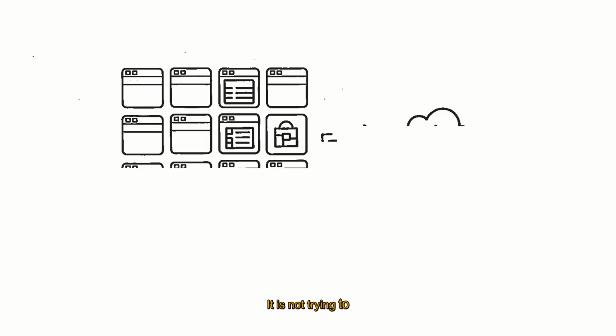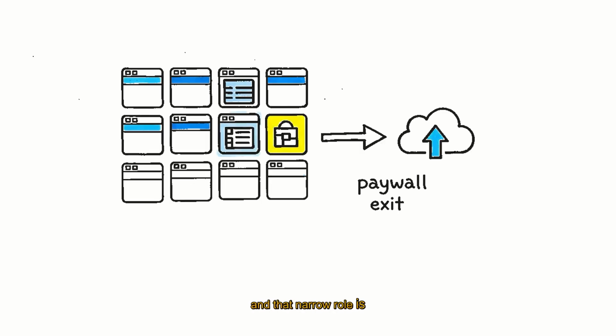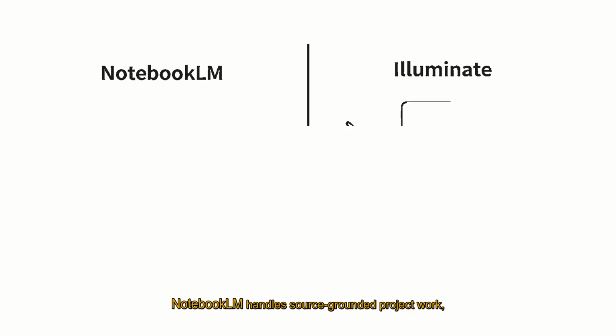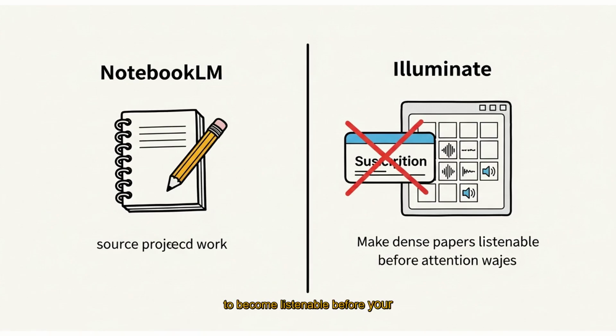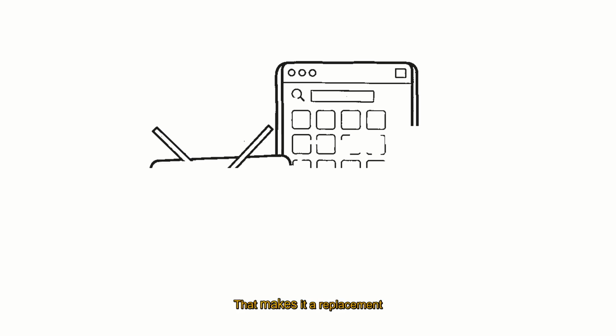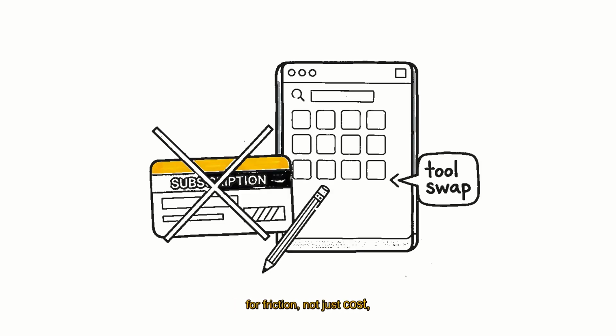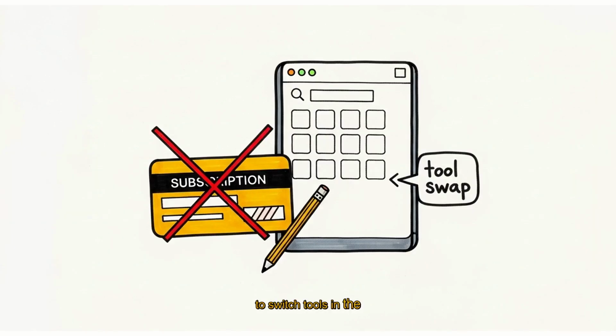It is not trying to be a full writing suite, and that narrow role is exactly why it works in this stack. NotebookLM handles source-grounded project work, but Illuminate handles the moment when a dense paper needs to become listenable before your attention disappears. That makes it a replacement for friction, not just cost, which is a better reason to switch tools in the first place.